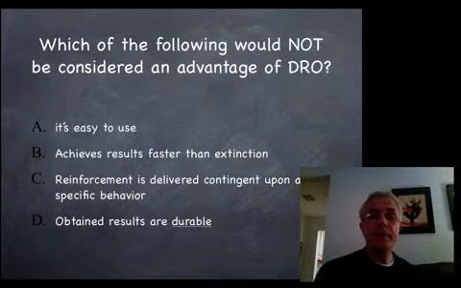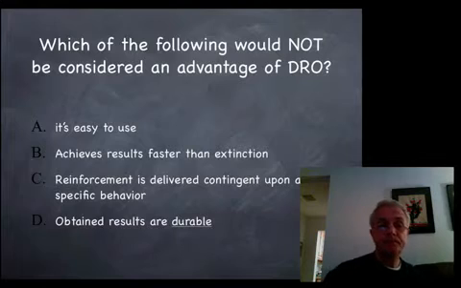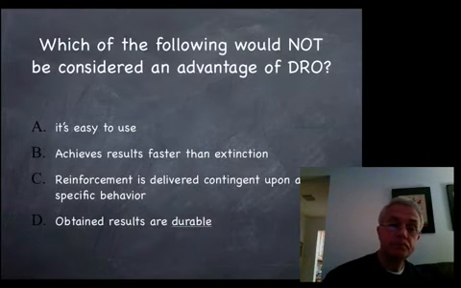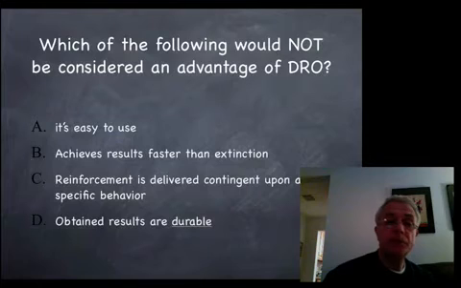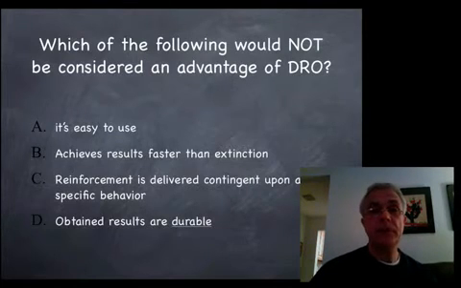Now, which of these would not be considered an advantage of DRO? Well, it's C, right? Reinforcement is delivered contingent upon a specific behavior, because it's really delivered on the absence of problem behavior.